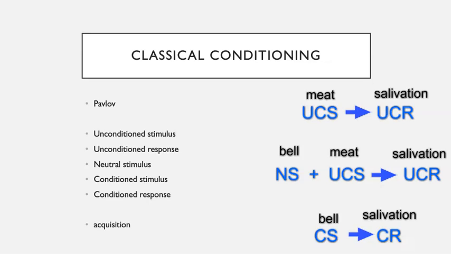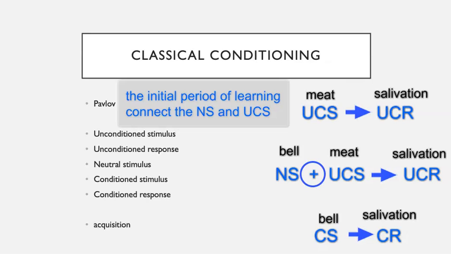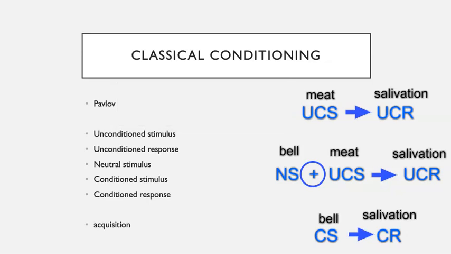And by the way, when you make that link in your mind, when you say, okay, I hear the bell, I know I'm about to get the meat, I'm going to salivate, that is acquisition. So acquisition is when you make that link in your mind, that initial period of learning when you learn to connect the neutral stimulus with that unconditioned stimulus. So that is the equation for classical conditioning I would definitely have in your notes.